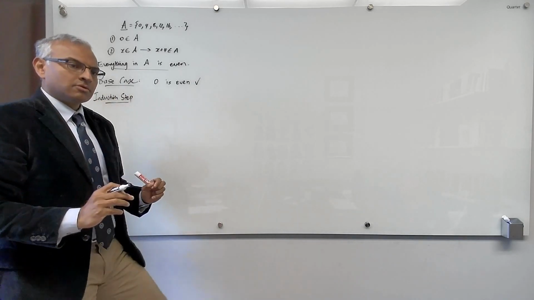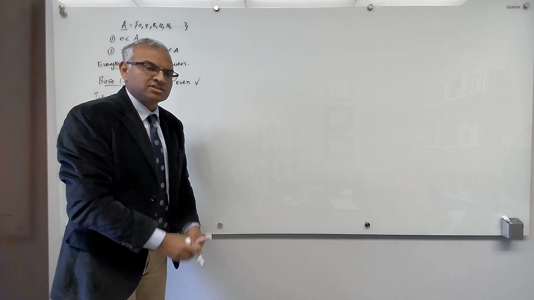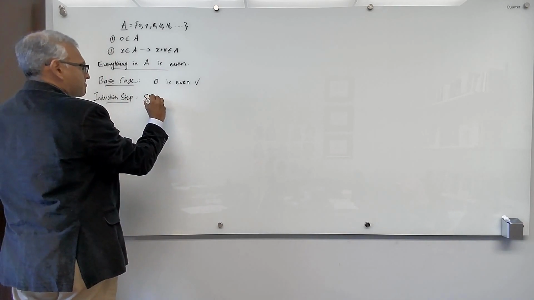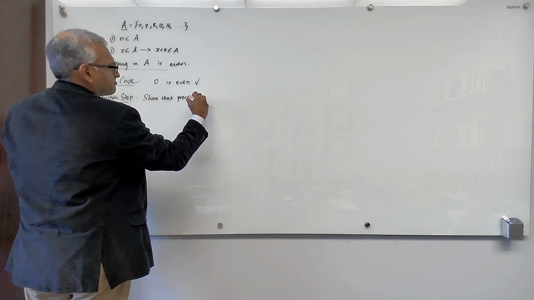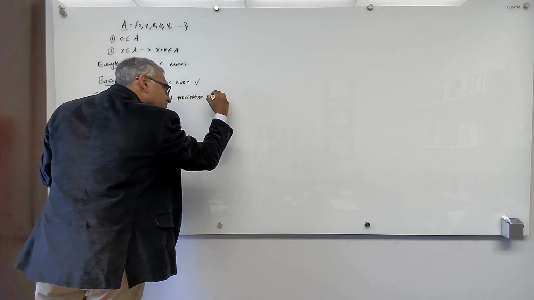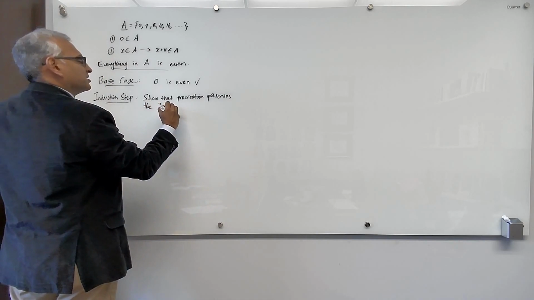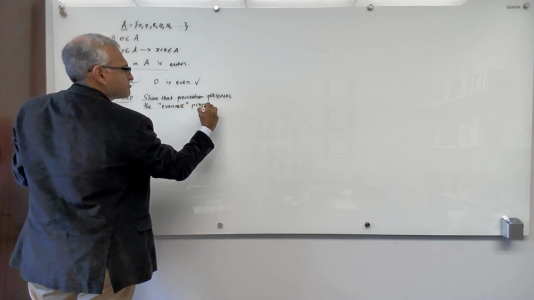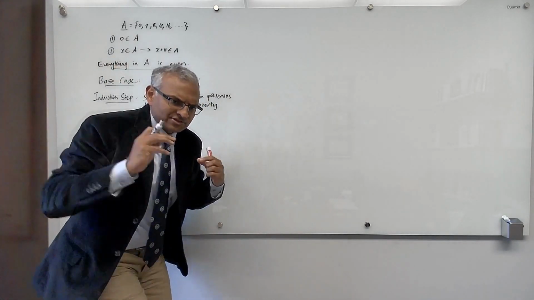Show that the way you get new objects, the procreation process, preserves the property. Show that procreation preserves the evenness property. Now, how do we show that the procreation process preserves it?